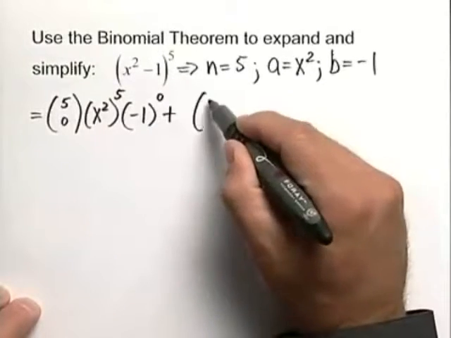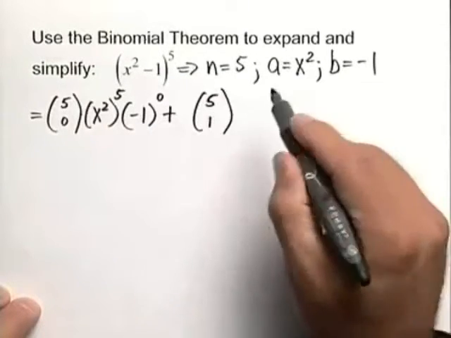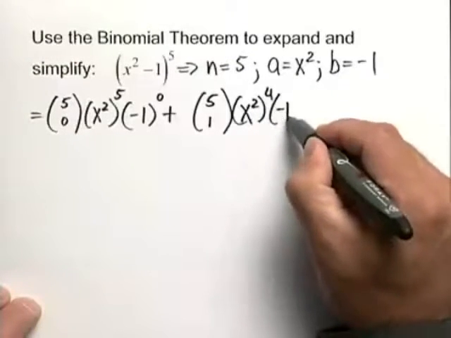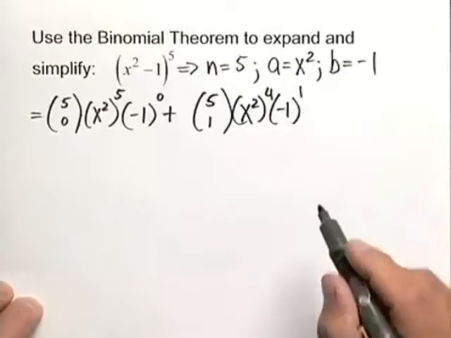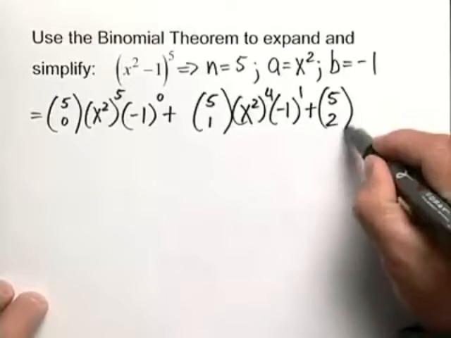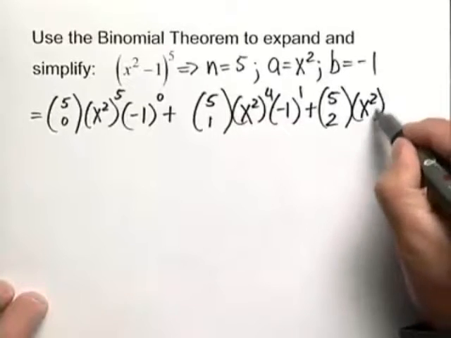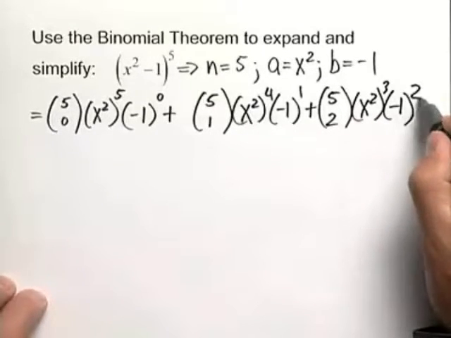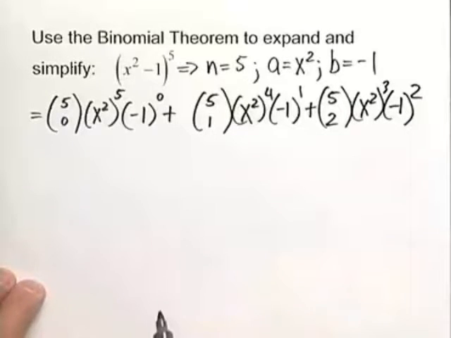Plus the next binomial coefficient, 5 over 1, times x squared to the fourth, times negative 1 to the first power. Then we're going to have plus 5 over 2, and then x squared to the third, and negative 1 to the second power. Now I'm going to sneak the next three terms underneath here.